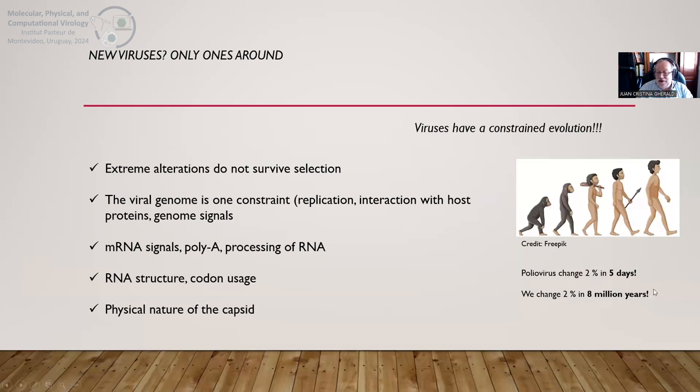So for us, in the evolution as a species from our ancestors that are not Homo sapiens to us, we changed this 2%. We share with them pretty much 98% of our genome, but this 2% that gives us our genome took 8 million years to change, what poliovirus changed in 5 days. That can give you an idea of the speed of the evolution of RNA viruses and the selection process and the limit of the selection that we have.